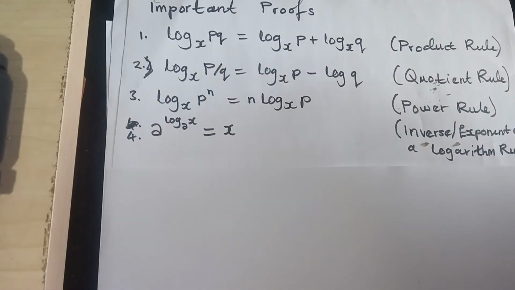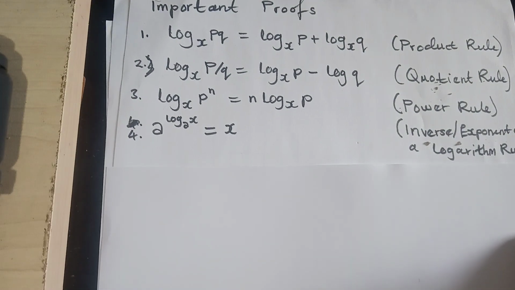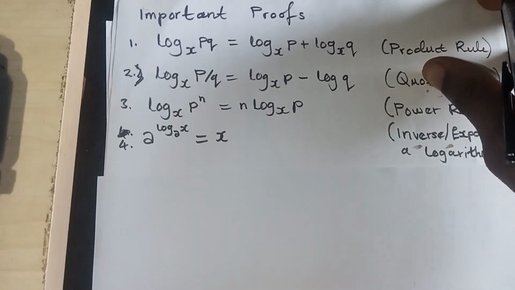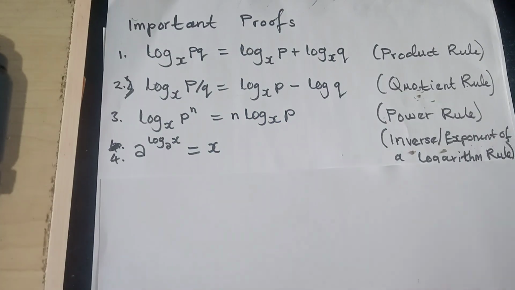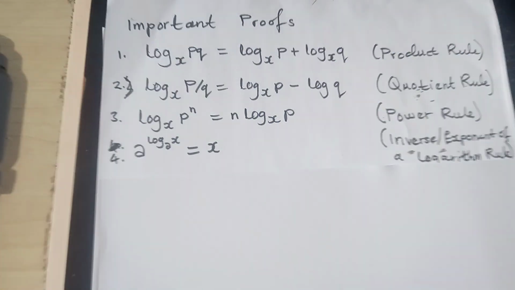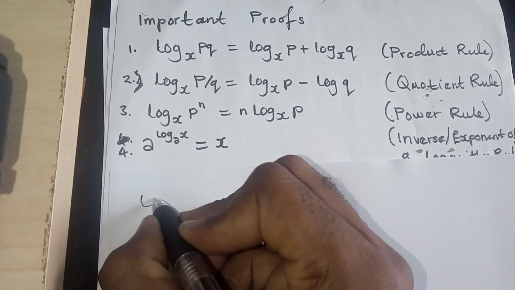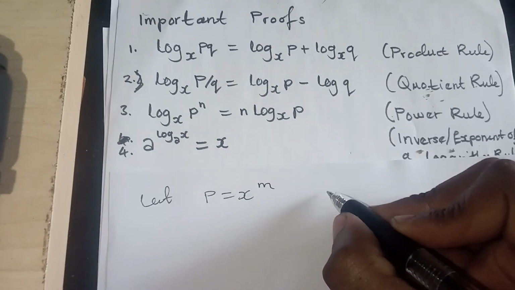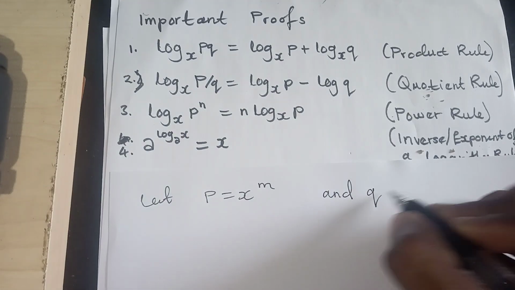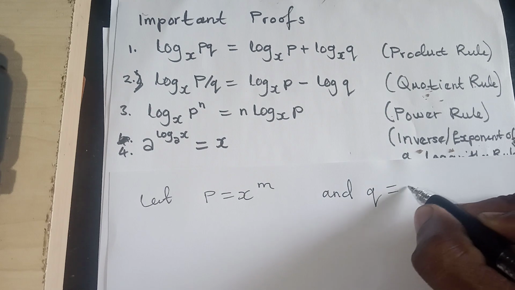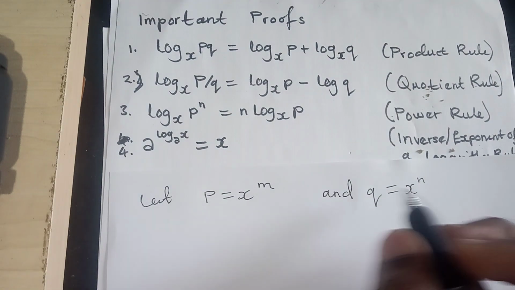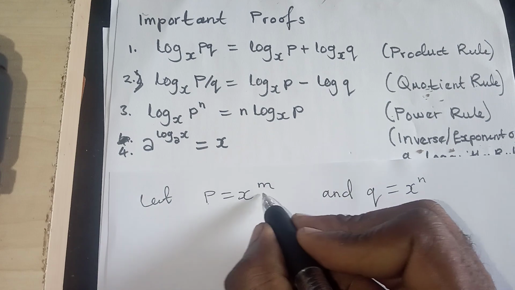Okay, so we have 4 important proofs in mathematics. These are optional. You can either memorize them or you can understand them. So to prove this, you can simply let P be x to the power m and Q be x to the power n. You can just choose any letters of your choice, and then expressing these two in log form, you have this.